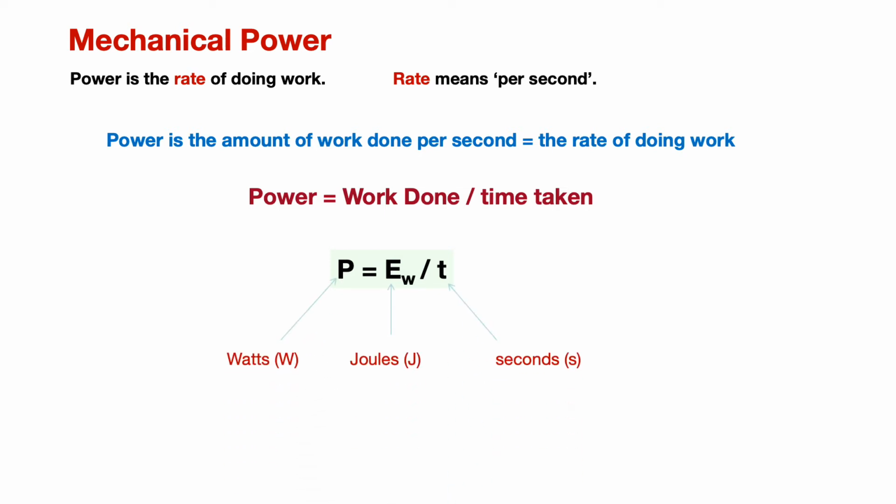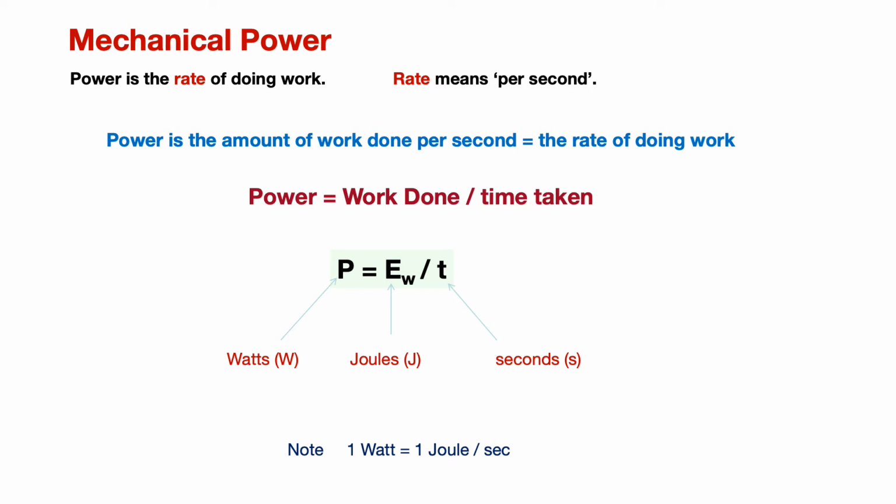Units, well, we always measure work done in joules, not kilojoules, not megajoules, always joules. We always measure time in seconds, not minutes or hours. And if we have our work done in joules and our time in seconds, our power will be in watts. So this is a new unit, the watt, capital W, named after James Watt, the Scottish engineer.